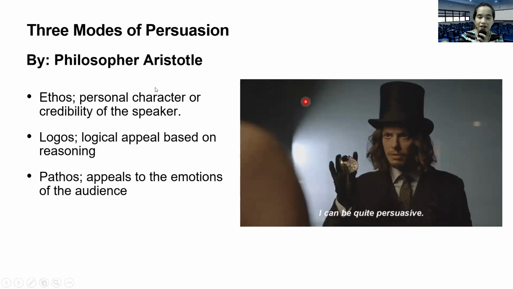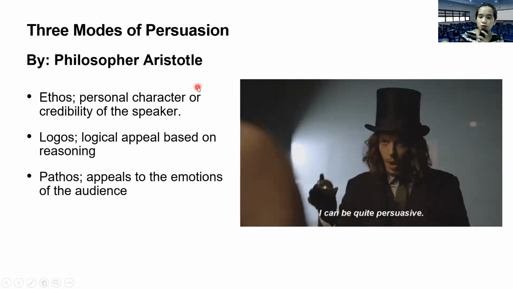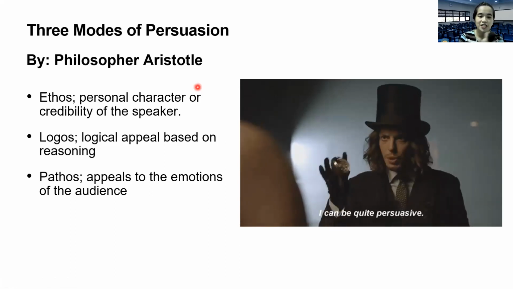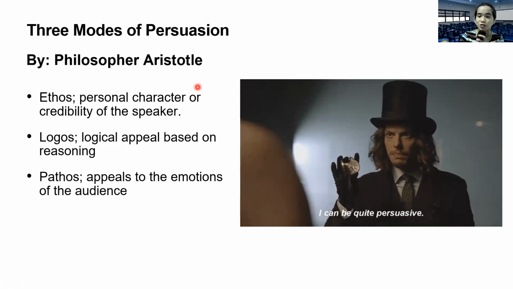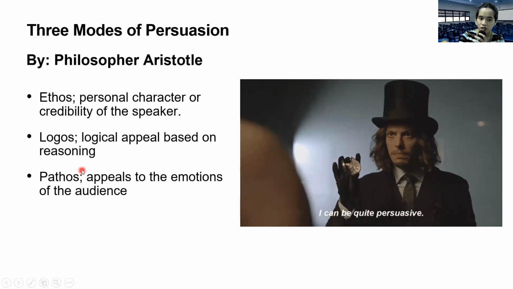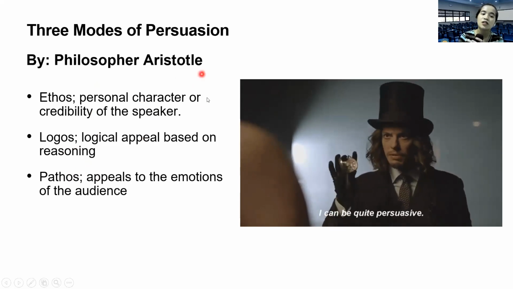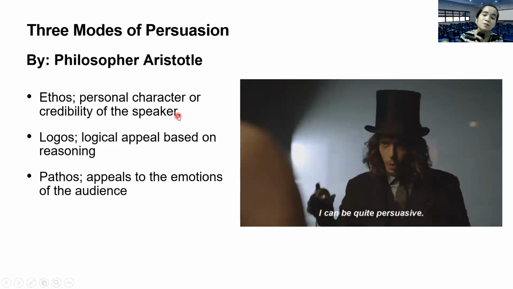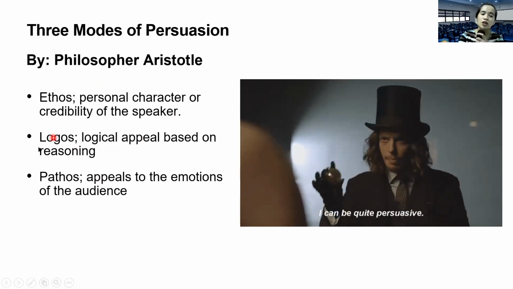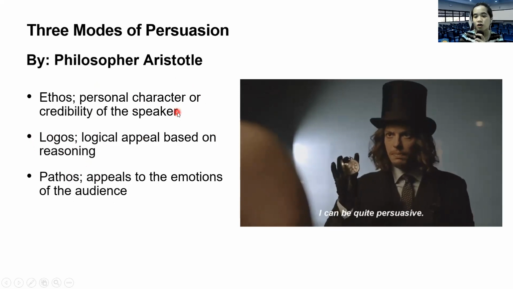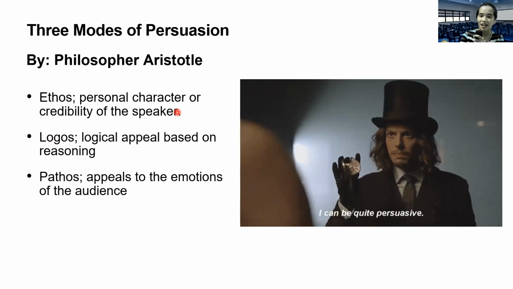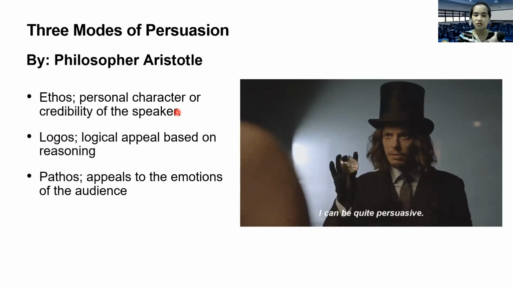We have three modes of persuasion according to the philosopher Aristotle. The stress on his name is on the first syllable, okay? We have ethos, logos, and pathos. Ethos is the personal character or credibility of the speaker, like asking yourself how credible you are as a speaker. Logos is the logical appeal based on reasoning. What comes out of your mouth, is that valid? Is that reliable? Is it full of reasoning?